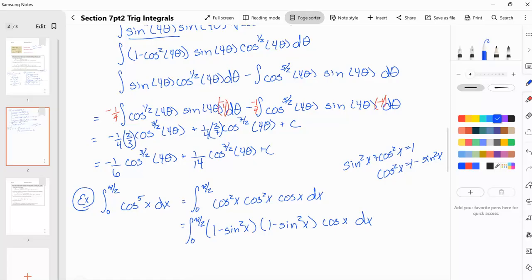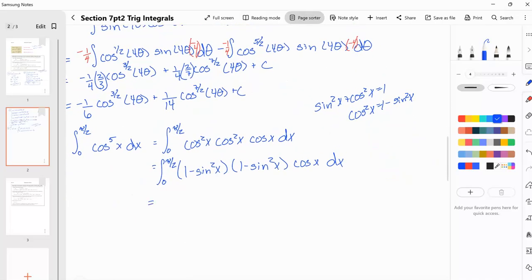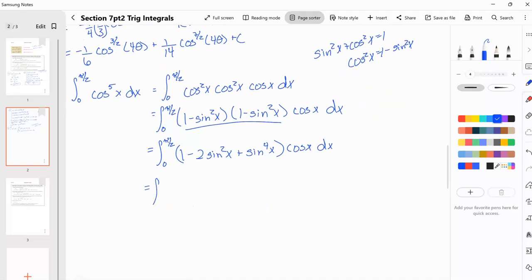And now let's multiply everything out. So if I multiply these two together, it's going to be 1 minus 2 sine squared x plus sine to the 4th of x. And that needs to be multiplied by cosine of x. So that's going to be cosine of x minus 2 sine squared times cosine plus sine to the 4th times cosine.